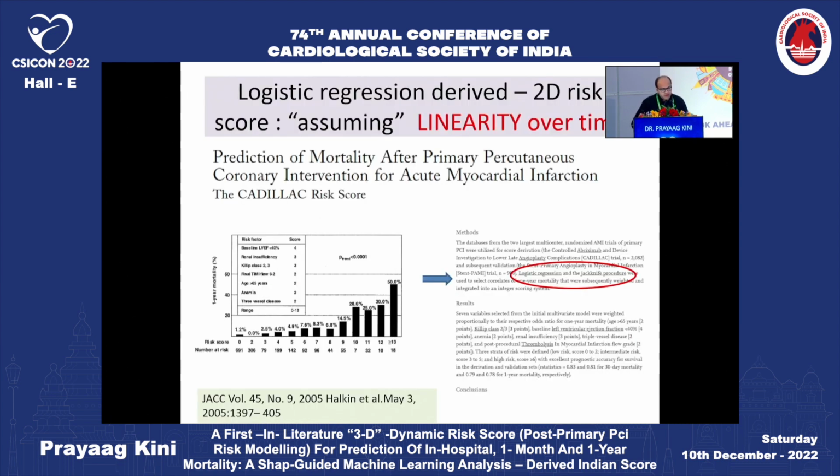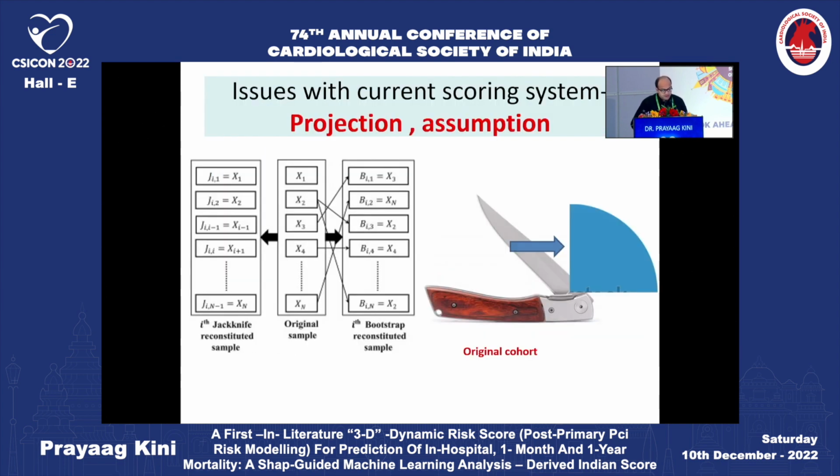If we see the logistic regression derived 2D risk scores, for example the Cadillac score, they all assume linearity over time. That is, they will jackknife the data or bootstrap the data. If something is done initially, they project it over the next 12 months, and the same thing gets continued.